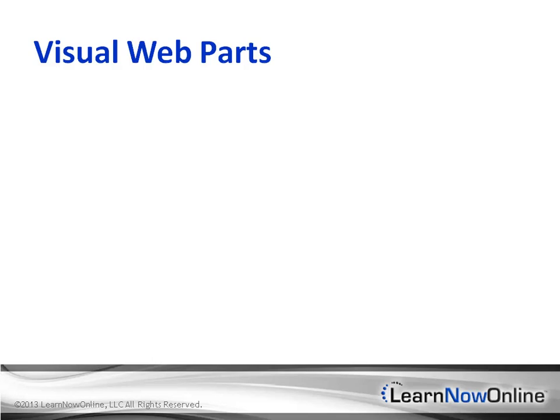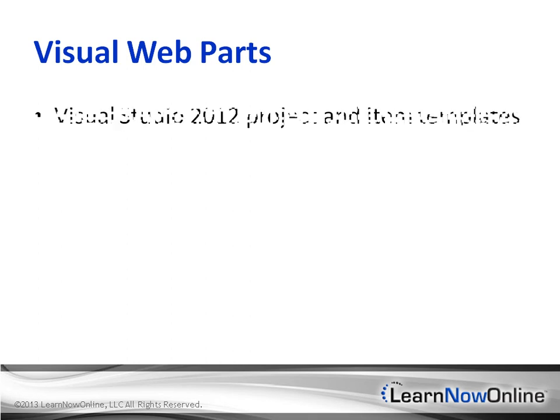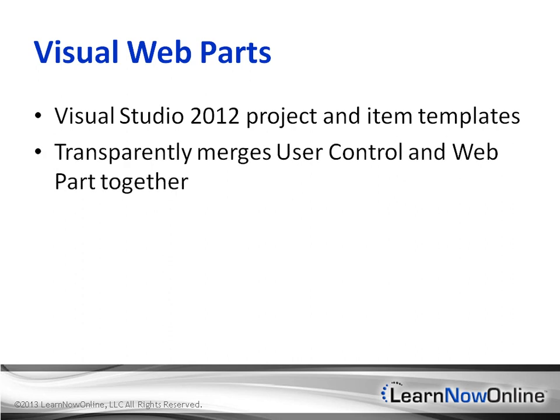So far we've been looking at the standard web parts that we've been working with in the last couple of demonstrations. And so now we're going to take a look at the visual web parts. In Visual Studio 2012 we have both the project and item templates for visual web parts. And I have to say that this is a pretty huge improvement from Visual Studio 2010.